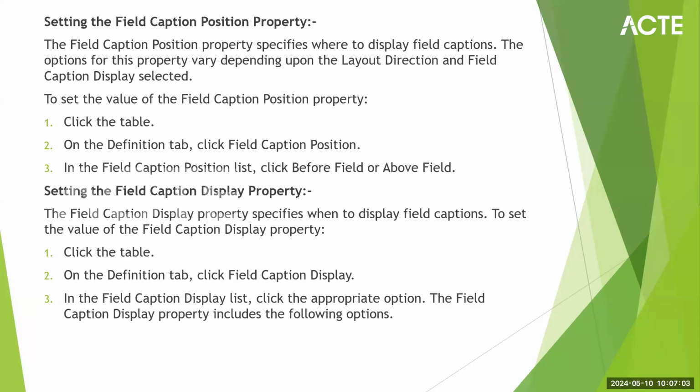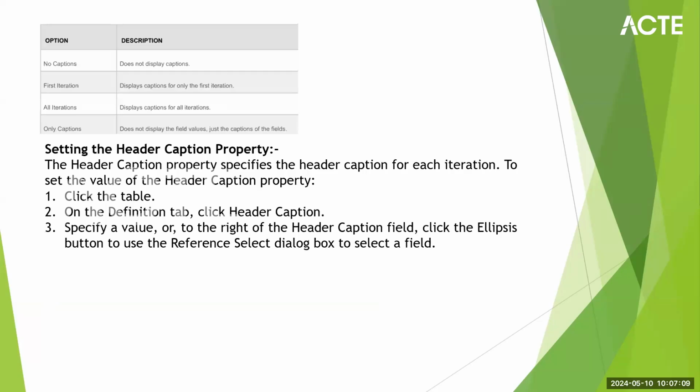The field caption display property includes the following options: no caption, first iteration, all iteration, only caption. What happens when you select no caption? It does not display a caption for the particular table. First iteration displays the caption only for the first iteration. That means when the first row of the table is printed, the caption will be printed. When the second row of data is printed, the caption will not be displayed.